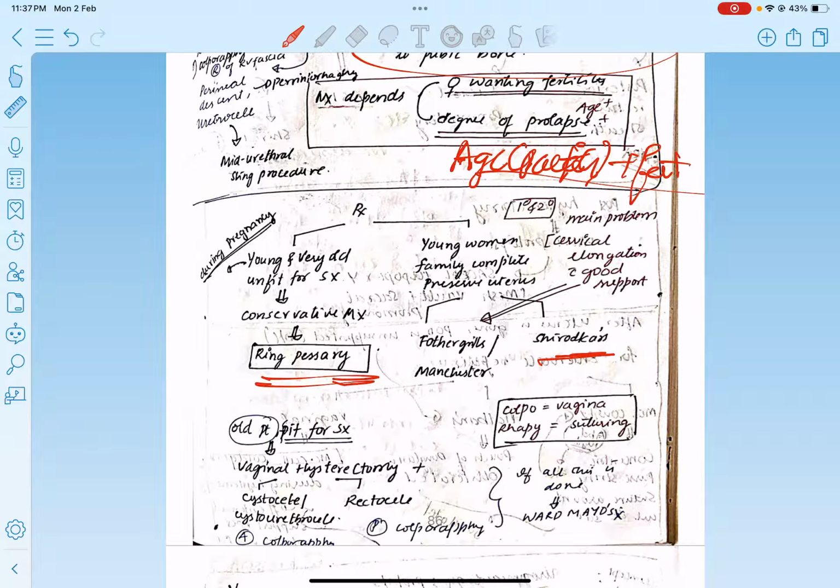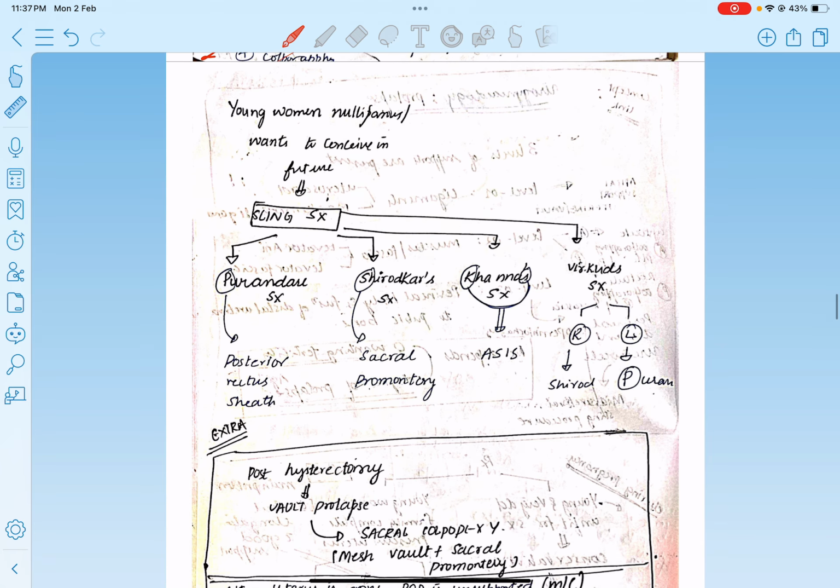Shirodkar is also something you have learned in obstetrics, in cervical incompetence, correct. But if it's an old patient and fit for surgery, again it is nothing but PFR, that is pelvic floor repair. And a young woman who is nulliparous and wants to conceive, for the uterus you need to have a sling surgery. So for that you need to understand the supports of the uterus.